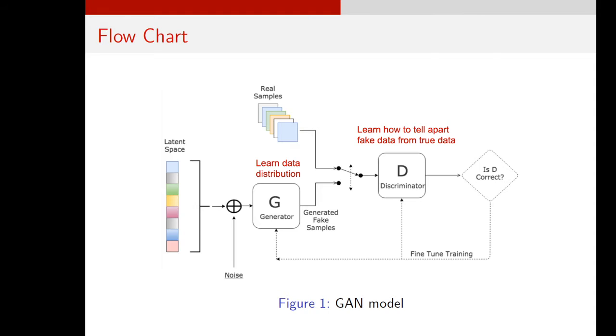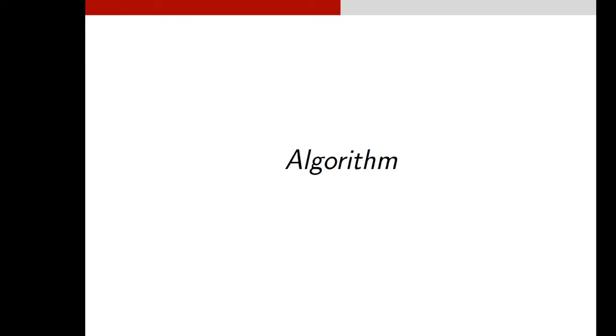The flowchart consists of a generator and a discriminator. The input to the generator is noise, and the input to the discriminator is the fake images from the generator and the real images from the dataset. And the discriminator tells us whether the image is fake or not. If the image is fake, then the result is backpropagated to the generator.